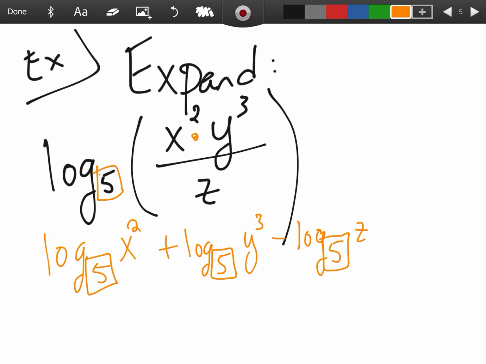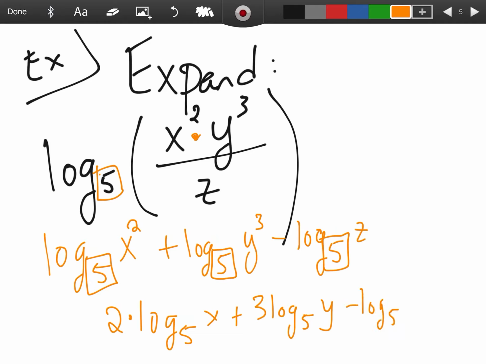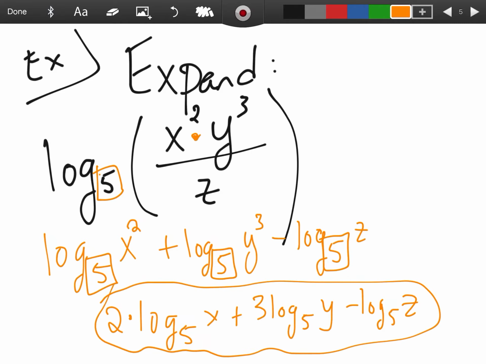Then it's x squared plus y cubed because those two are multiplying each other. And then we are subtracting log base 5 of z because inside of the parentheses, we were dividing by z. And so now if we want to expand it just a little bit further, we can pull those exponents down in front. So it becomes 2 log base 5 of x plus 3 log base 5 of y minus log base 5 of z. All right, and this right here would be our final answer.